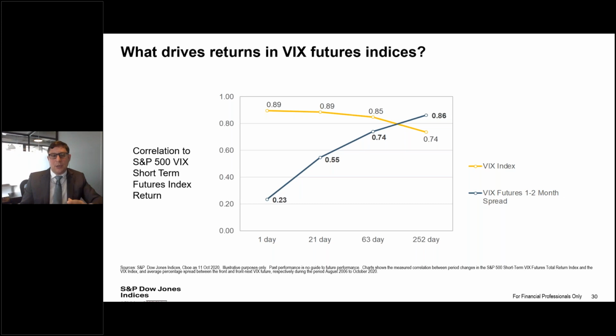In the short term, what this shows you is the correlation of returns over different time periods. So in yellow, you see the correlation of the VIX Futures Index to the VIX Index. Over the short term, the primary driver is the level of the VIX. And that increasing blue line shows that as you go further and further out in time, the degree of contango, the spread in the front month futures, actually becomes a more important determinant of your overall return.